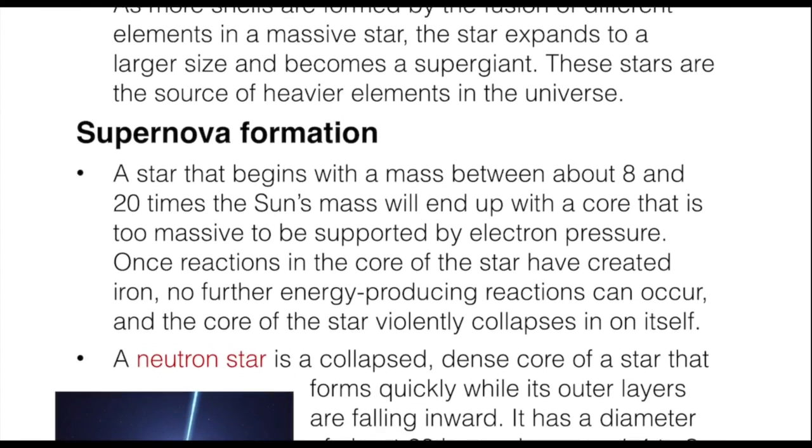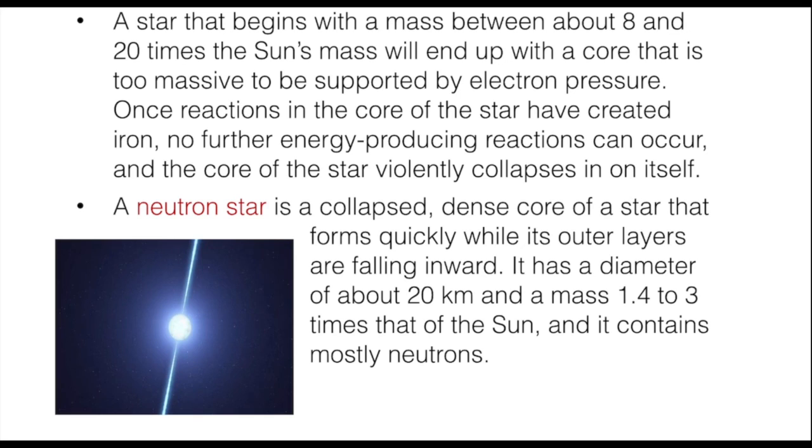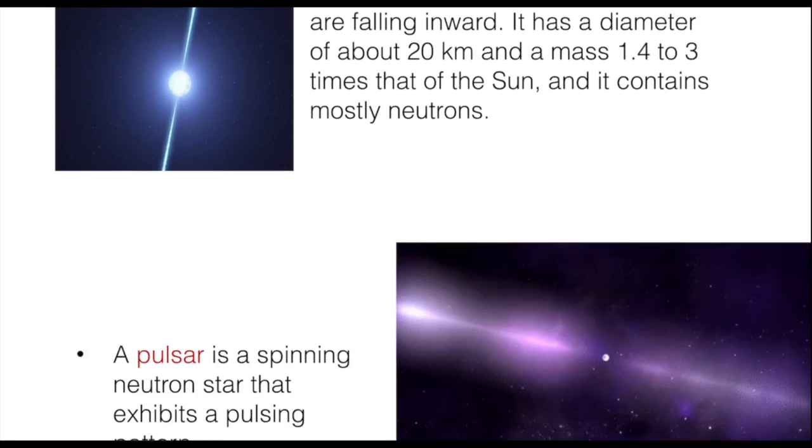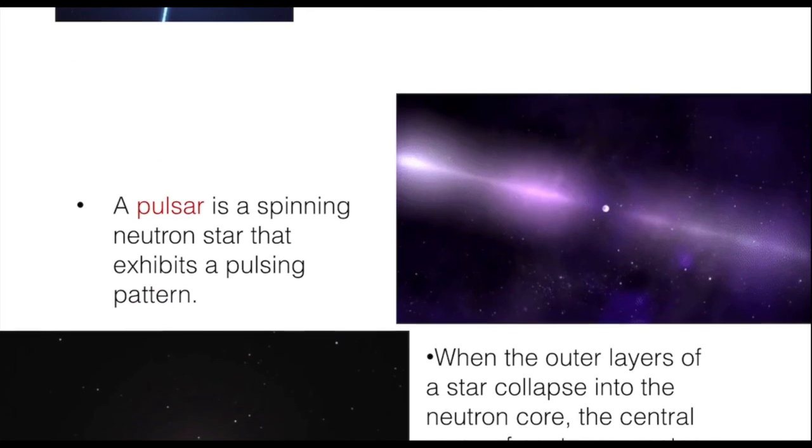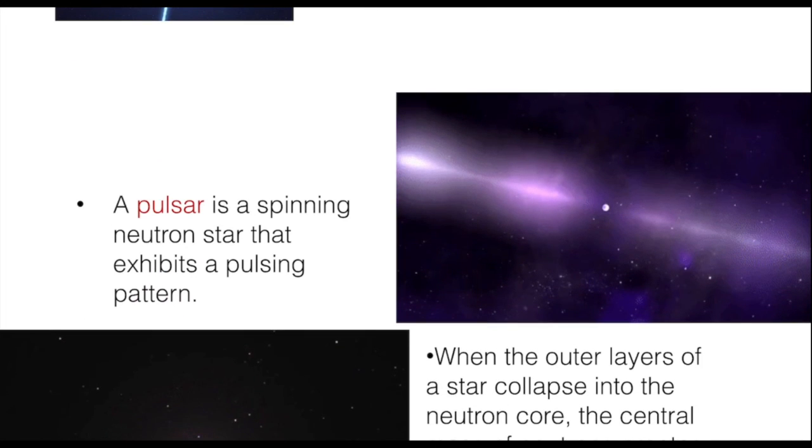And then when it finally runs out of steam, it will supernova and explode, and then what's left is a very, very dense core of a star called a neutron star. And some of these neutron stars will pulsate. It will spin and pulse out a pattern, and you can actually measure these stars.